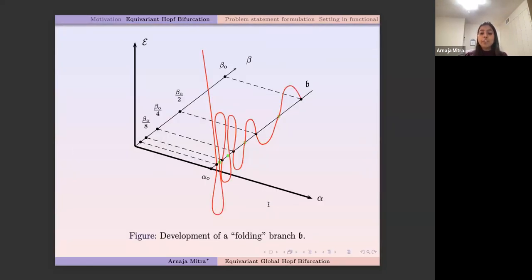So here is a picture of the development of a folding branch B. This is a branch which is bifurcating from (alpha naught, beta naught, 0), and I can see that it comes back to another bifurcation point. Sometimes it can happen that it never comes back, so it flows out. So the thing is, our branch can bifurcate from one bifurcation point to another bifurcation point, or it can go out and never come back. That gives you the concept of the local Hopf bifurcation result and the global Hopf bifurcation result. That is our main result, so let me approach that.